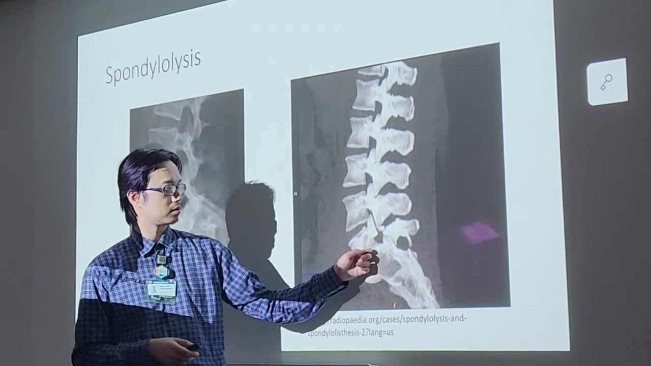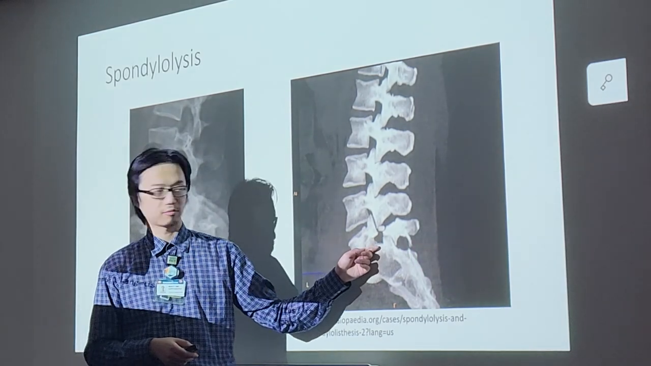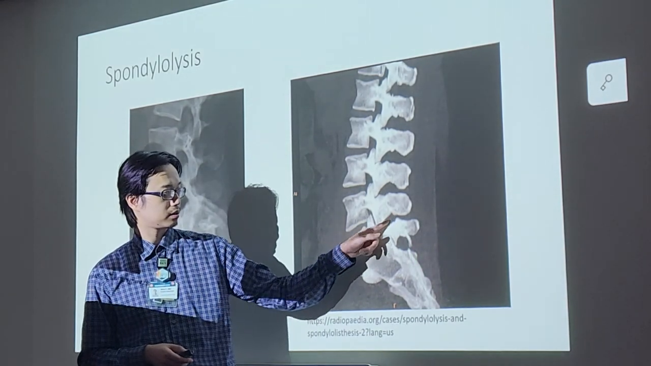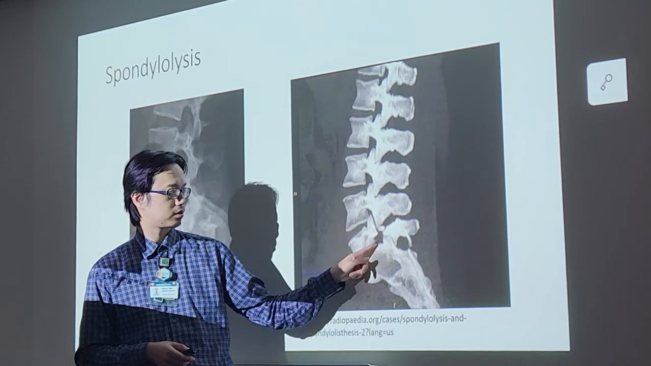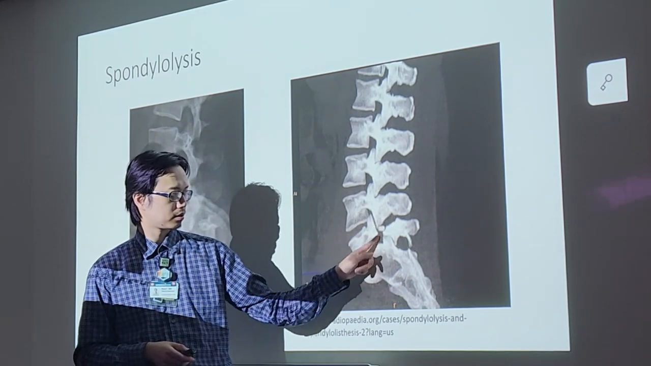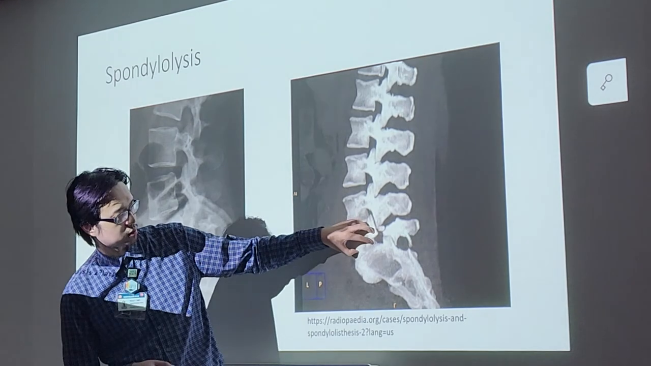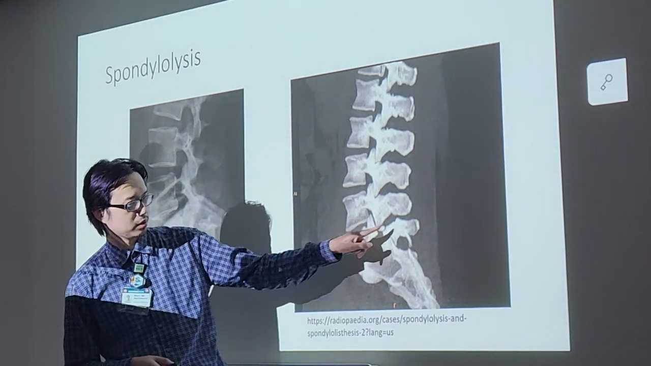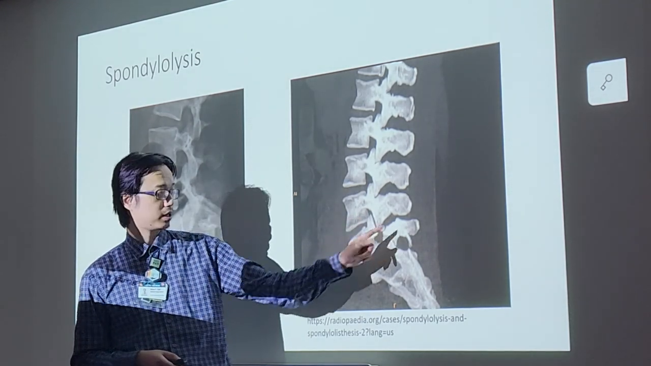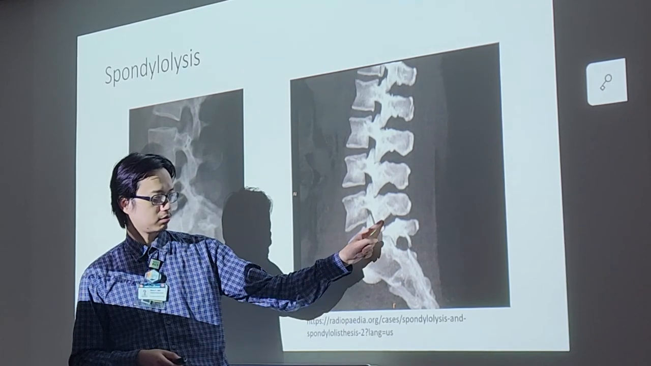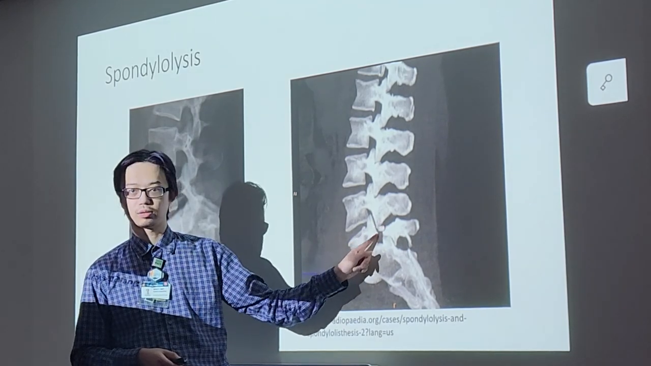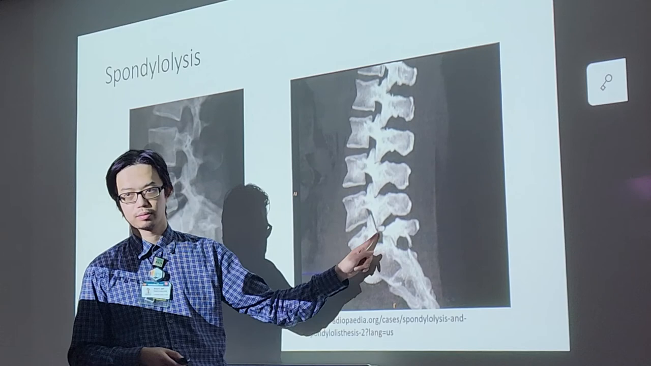All right. Over here, you can see the same thing. Got our fracture right there. So this is the body, this is our spinous process, and our pars interarticularis was right here in between. You see the ears.